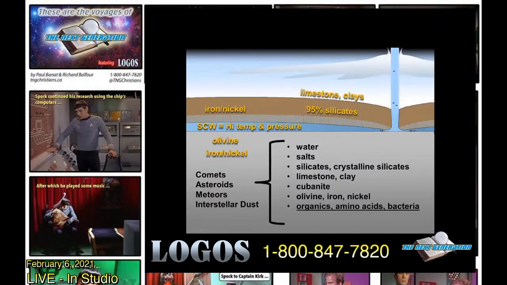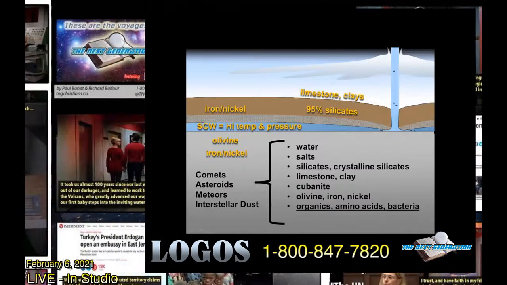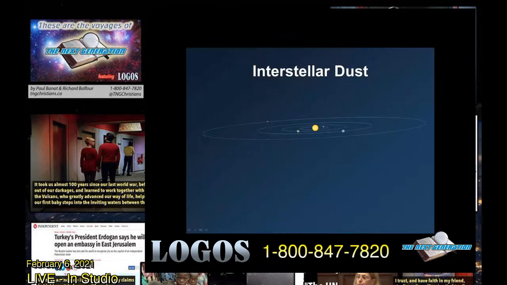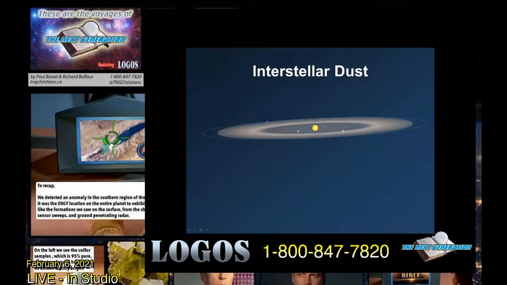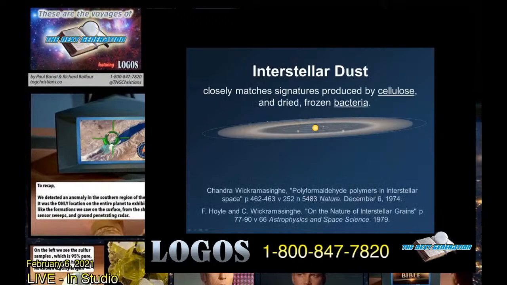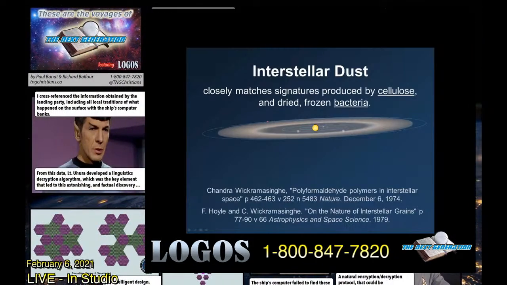Finally, and most perplexing, organic compounds, complex molecules, and materials like amino acids and even bacteria are found in these objects. Studies of interstellar dust scattered throughout the inner solar system near Earth's orbital plane find this, quote, "dust actually matches the spectral properties of complex structures like frozen bacteria and cellulose." This has led some scientists involved to wonder if these materials somehow seeded and began life on Earth.